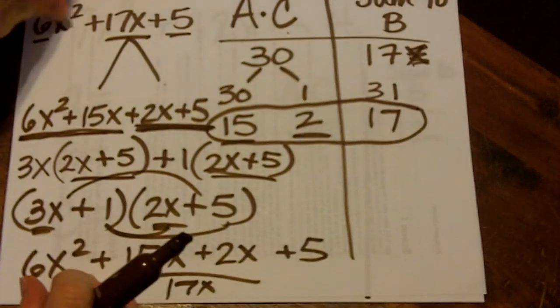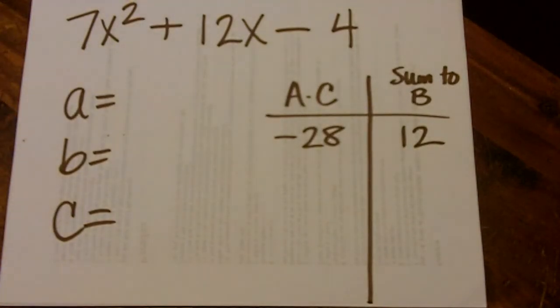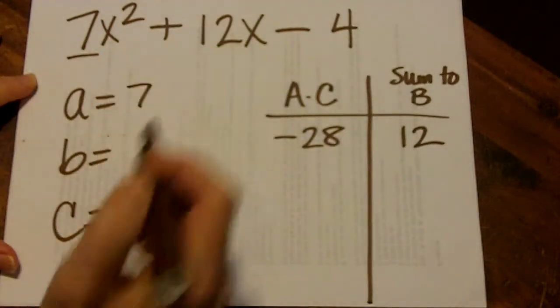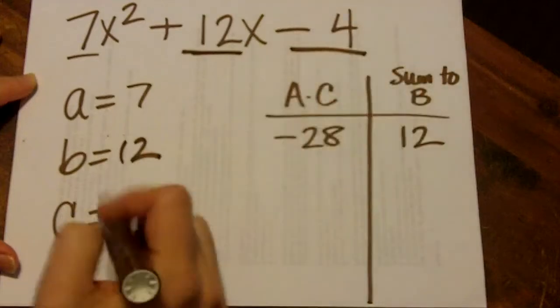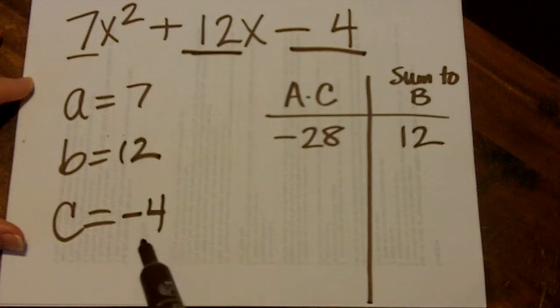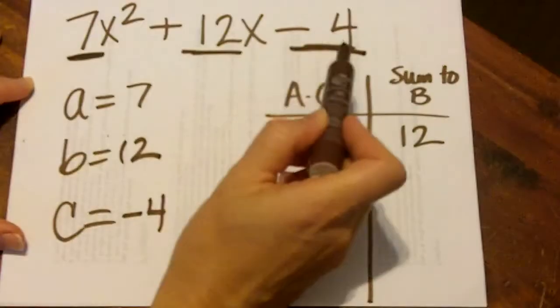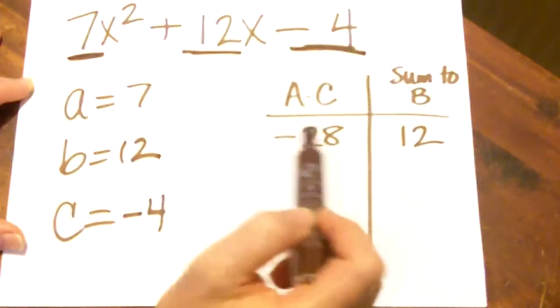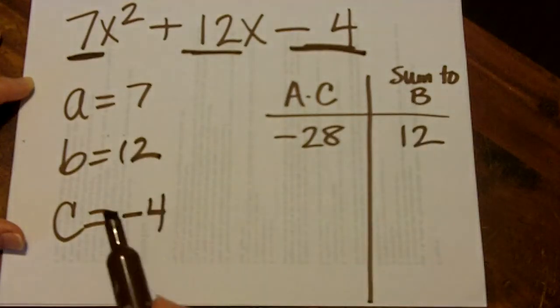Let's do another one. Okay, let's say we have this problem, 7x squared plus 12x minus 4, okay? Our value for A is this 7. Our value for B is the 12, and our value for C is actually negative 4. Okay, so we're looking for factors of A times C, or 7 times negative 4, which is negative 28, that when we add them together, they're going to sum to B, or add up to equal that middle term.